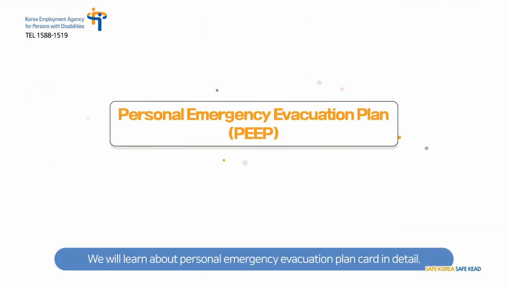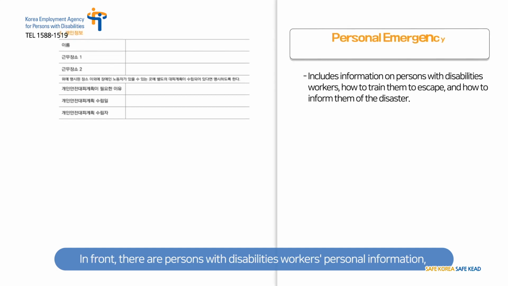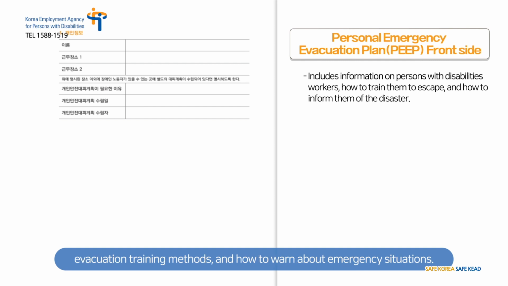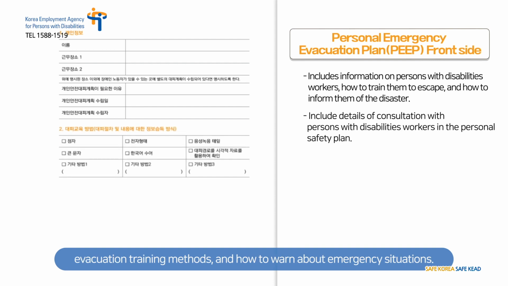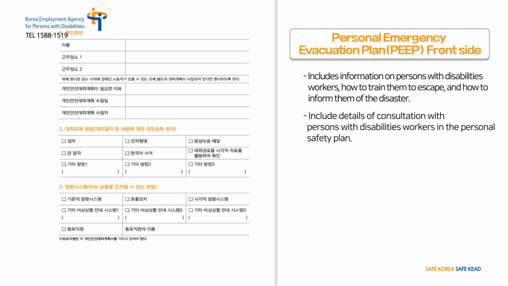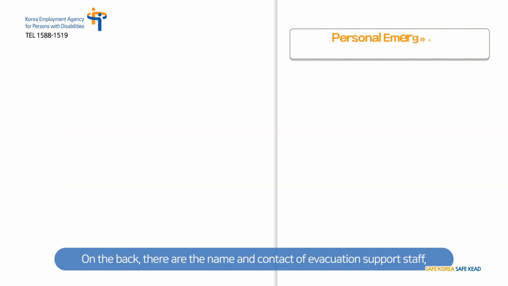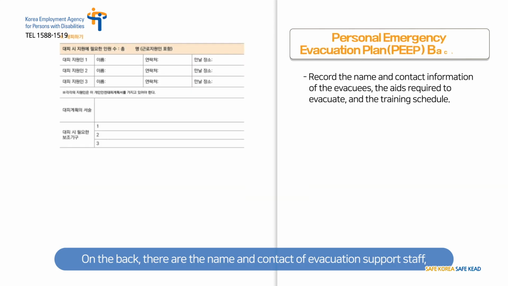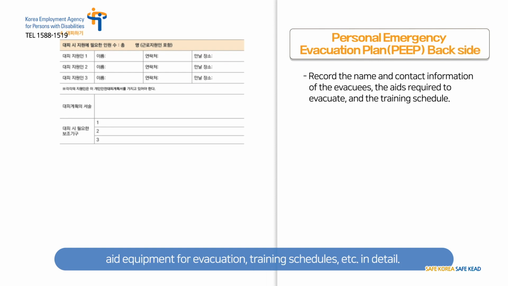We will learn about personal emergency evacuation plan card in detail. In front, there are the disabled workers' personal information, evacuation training methods, and how to warn about emergency situations. And this information should be included in the plan after consulting with the disabled workers. On the back, there are the name and contact of evacuation support staff, aid equipment for evacuation, training schedules, etc.